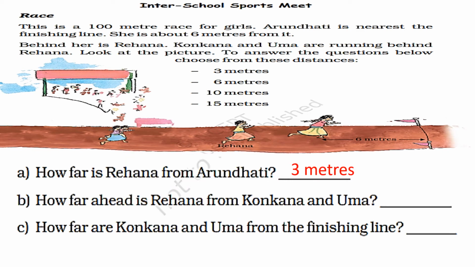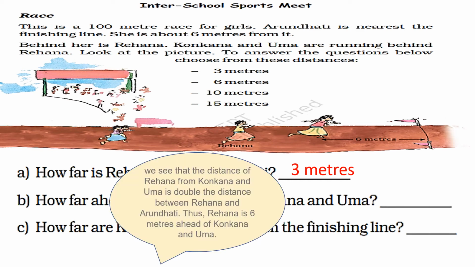How far ahead is Rehana from Konkana and Uma? So children, from the picture we can make out that the distance is more. Uma is double the distance between Rehana and Arundhati. Thus, Rehana is 6 meters ahead of Konkana and Uma.